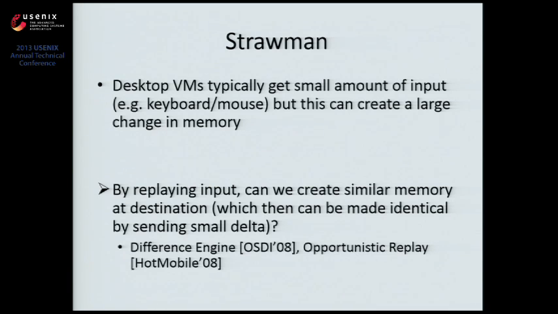So this was our intuition, and if you look at some of the prior work in the space, this sort of seems like a promising approach, right? I mean, if you look at Difference Engine, where there is lots of similarity between VM memory, or for example, the opportunistic replay work, it seemed like, intuitively, if you just launch the same app there and do the same things, your memory should be very similar. And we were really shocked, and we actually assumed that would be the way to get efficiency.